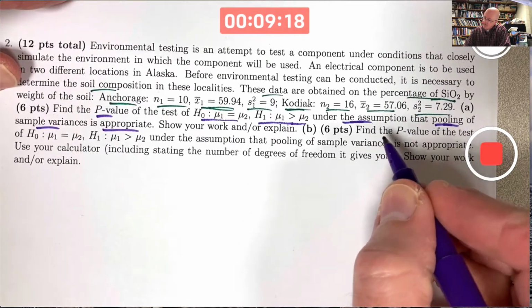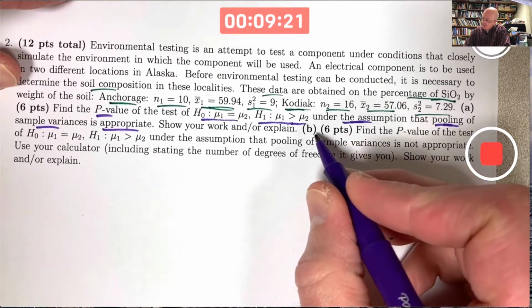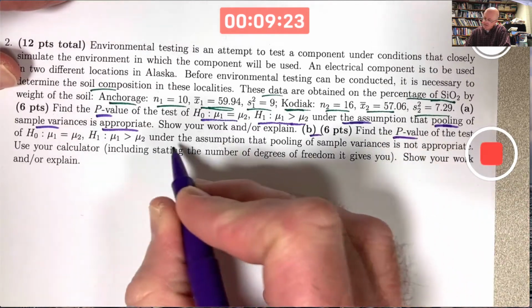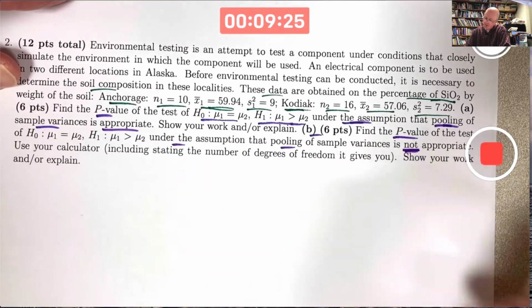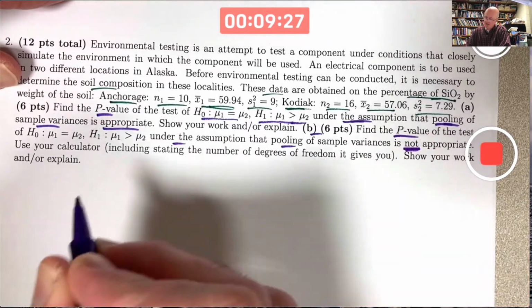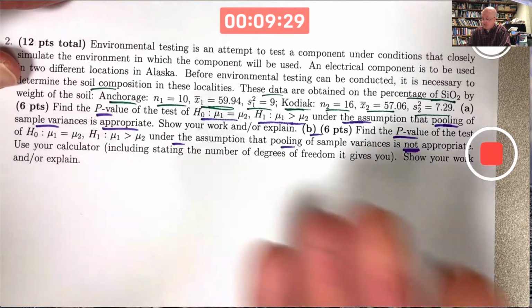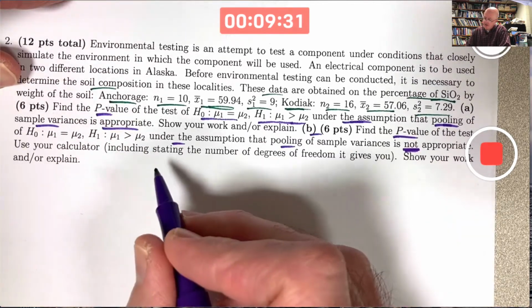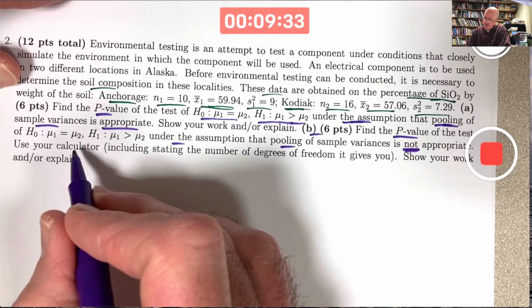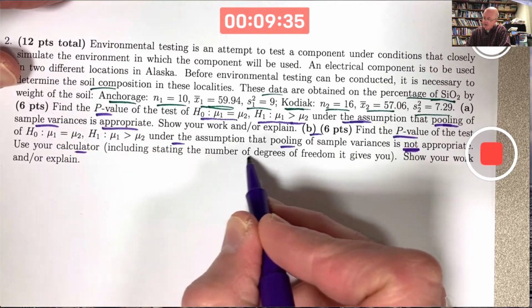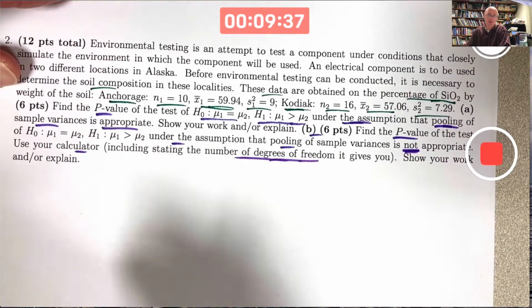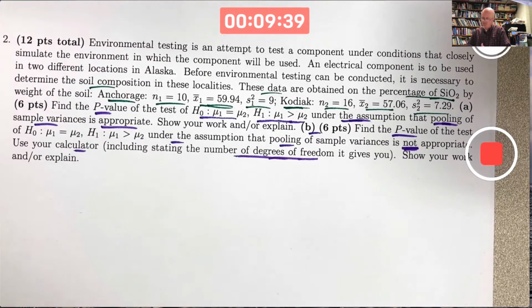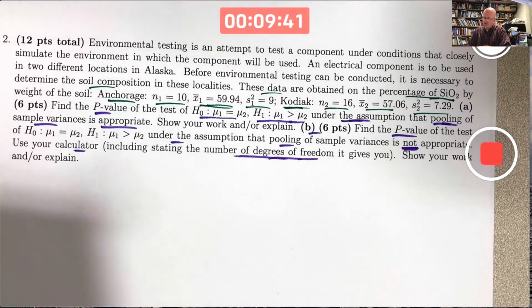Population variances with the sample variances. And part B is find the p-value of the test under the assumption that pooling is not appropriate. And there we're going to use technology, use the calculator. We'll use the calculator in both cases, actually. Though in the second case, the calculator is definitely necessary for figuring out the degrees of freedom because it's different when you do not pool. All right, start with part A.